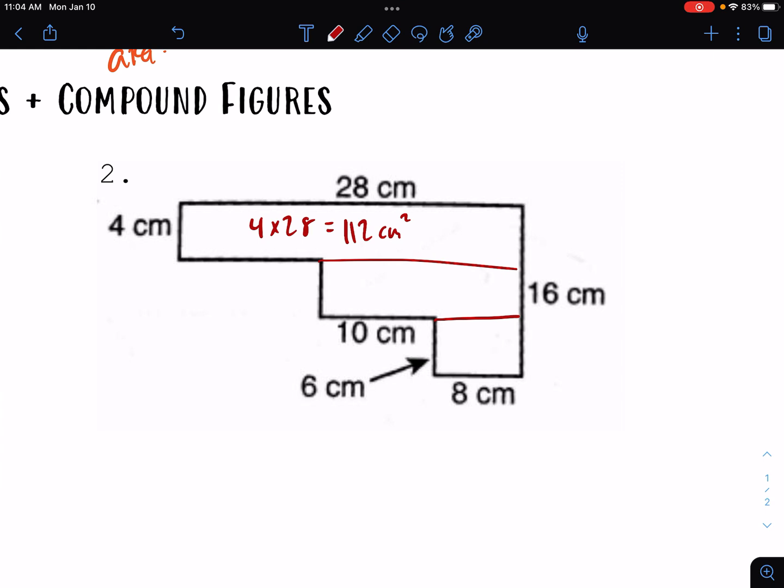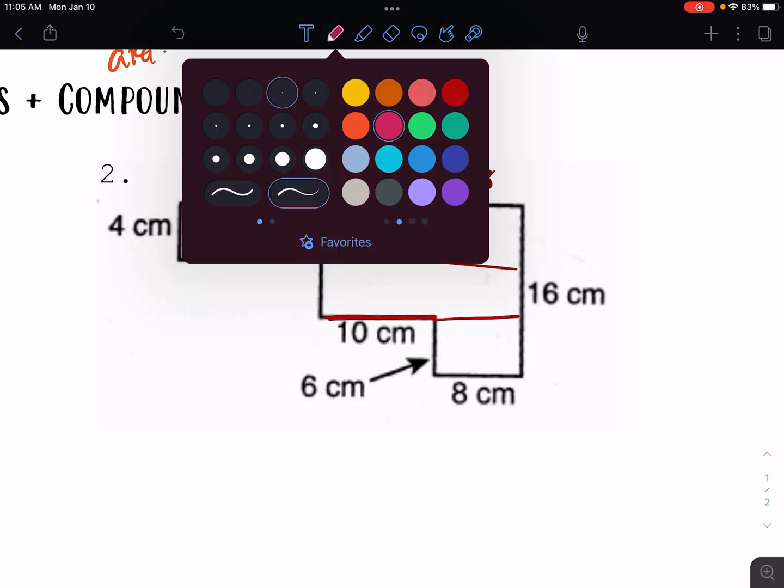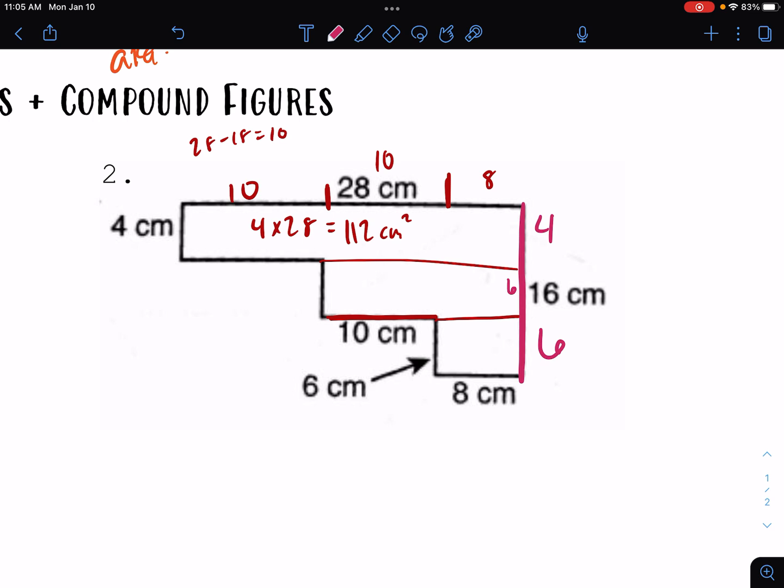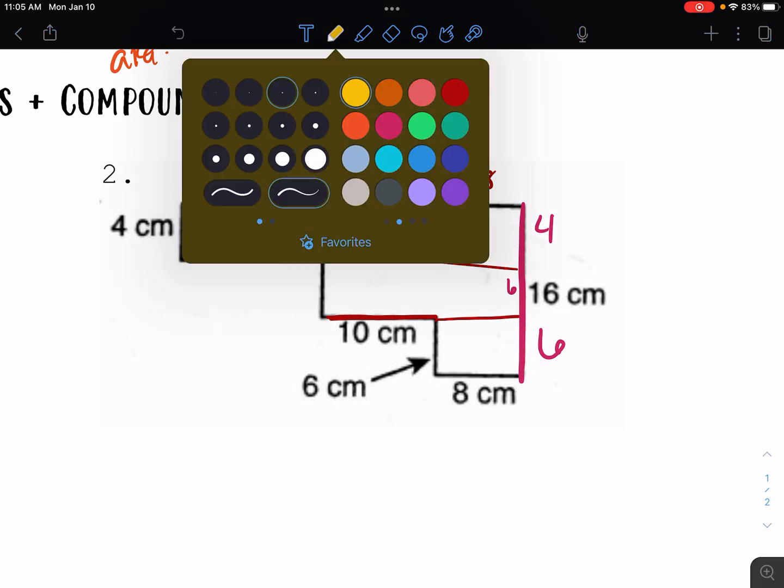This middle rectangle, we know it's at least 10, and if we were to partition the line at the top, we have 10, because the whole is 28, 8, that's 18, so 28 minus 18 equals 10, which means this little guy is 10. We don't really care for him, but now that is how we'll find out the right side. So the right side is 16, this is 4, this is 6, that's 10, which means this guy is 6 in the middle.